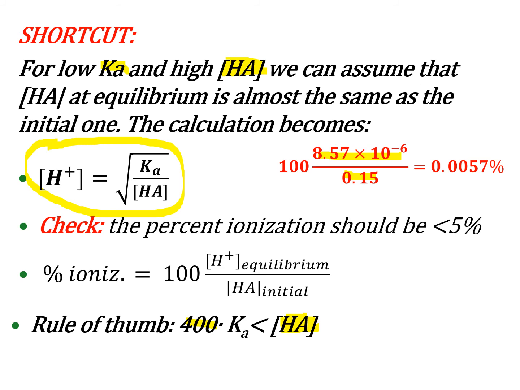In an experimental setting, the concentration at equilibrium of the H plus is easy to determine experimentally because it's related to the pH.